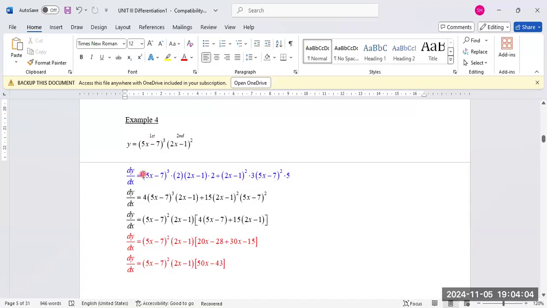So what I'm doing here now is just fixing it up. This 2 times this 2 gives me 4. So I put the 4 right here, so, and then leave the brackets afterwards.